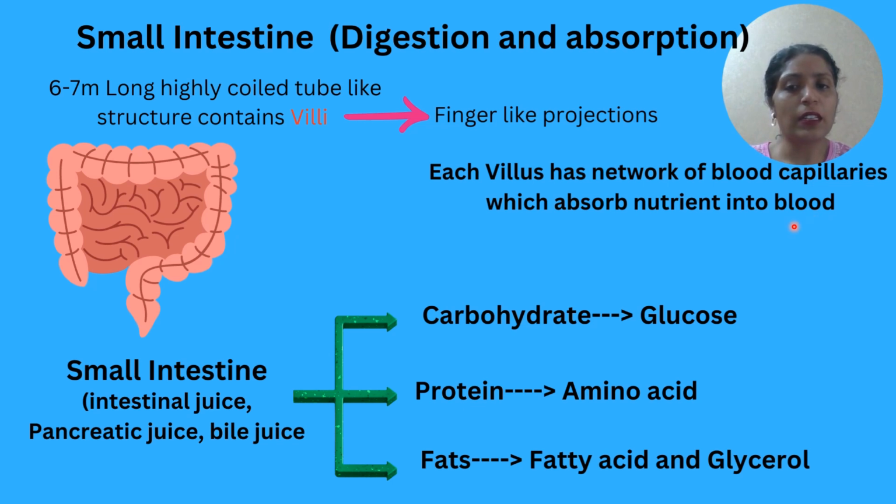So in the intestine, digestion takes place majorly when the intestinal juice, pancreatic juice and the bile juice mix with the food coming from the stomach. Now, intestinal juice, pancreatic juice and bile juice contain certain enzymes which digest carbohydrate into glucose, protein into amino acid, and fats to fatty acid and glycerol.